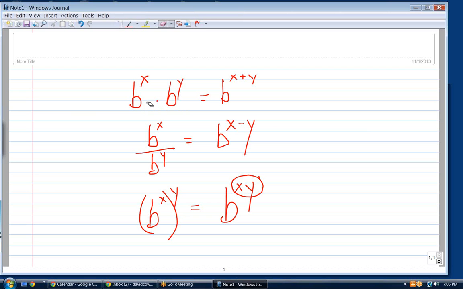So that's how you memorize these rules with exponents. If you're multiplying, you're going to add. If you're dividing, you're going to subtract. If you're exponentiating, you're going to multiply. Okay? So those are the 3 main rules.